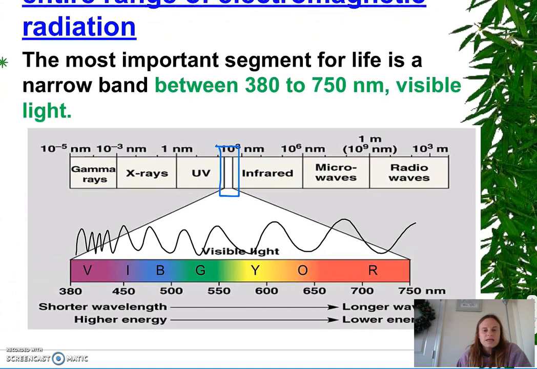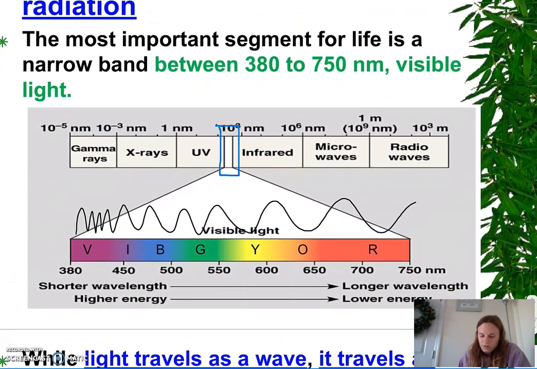We are concerned about this little sliver right here, which is the visible light section of the electromagnetic spectrum. The visible light section, that's Roy G. Biv, you might remember, right? Roy G. Biv. Those are the colors that we're able to see.